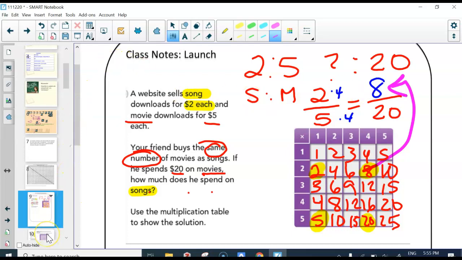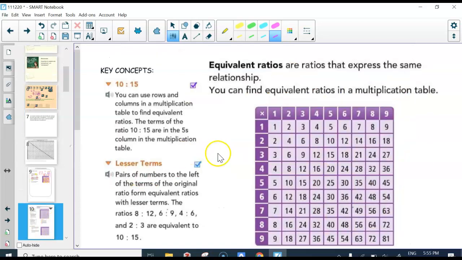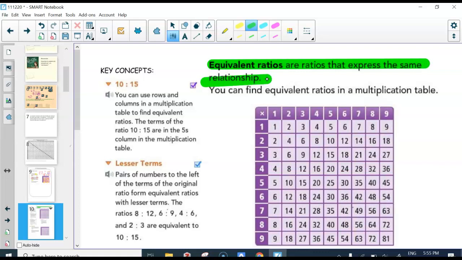Okay, so we're going to look at this. Remember, equivalent ratios, so I turn the page, are ratios that express the same relationship. They're equal, ratios that are equal. Razones equivalentes son razones iguales. Y vamos a usar el ejemplo 10 es a 15. Voy a empezar con mi lápiz y yo tengo 10 es a 15.